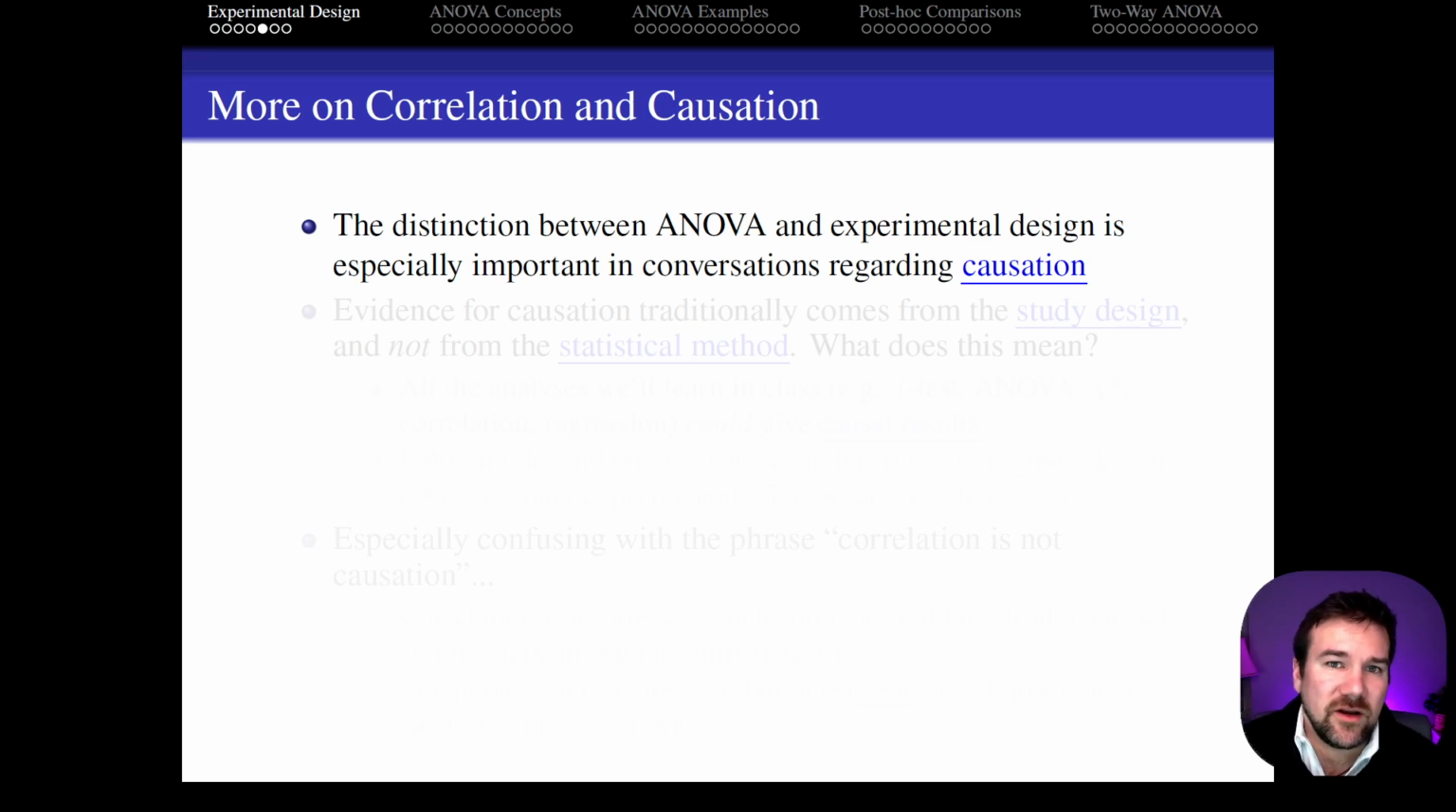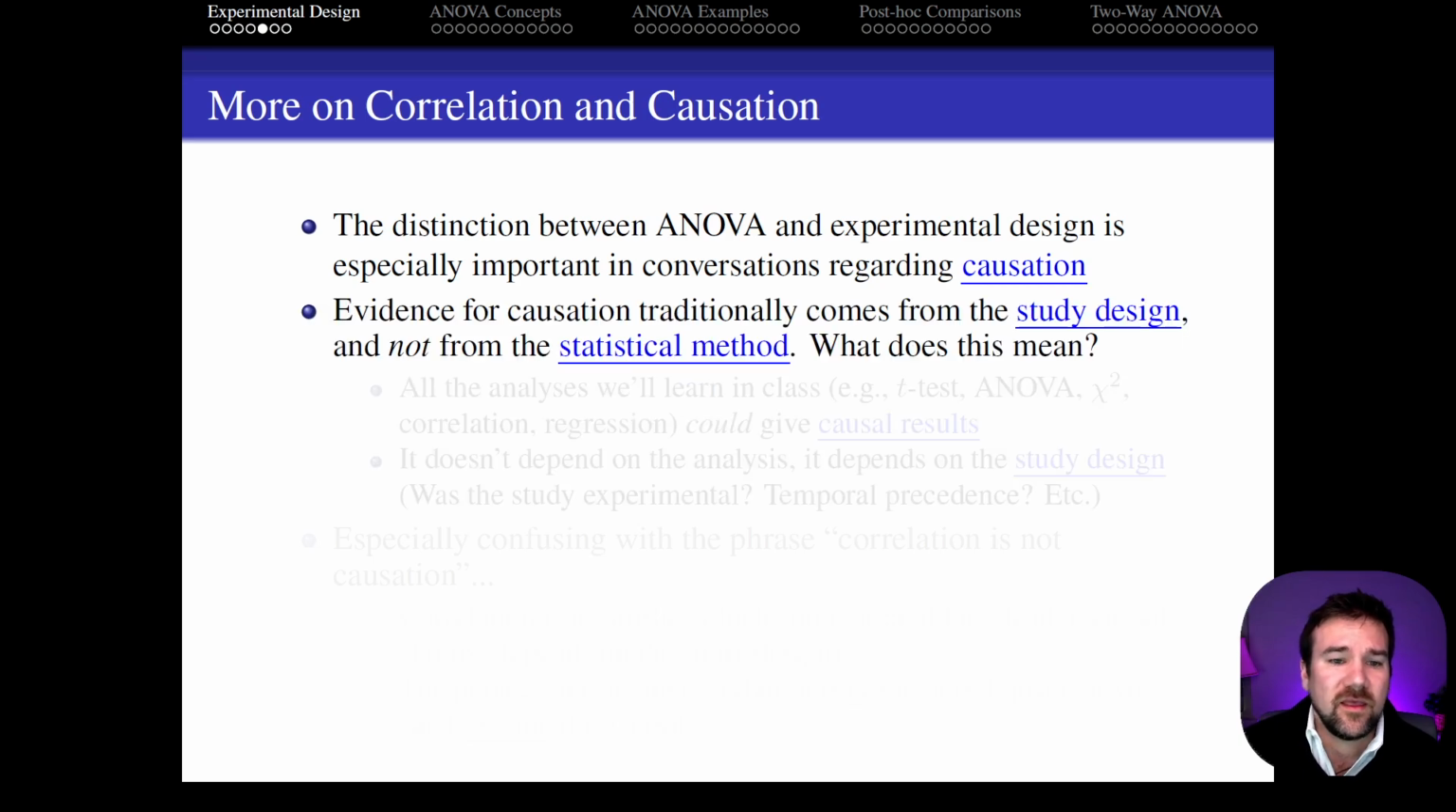Now that distinction, ANOVA being an analysis and experimental design being a study design, actually relates to our conversation about correlation and causation. Evidence for causation comes from the study design, not from the statistical method. Let me say that again. Evidence for causation comes from the study design and not from the statistical method. Remember, we said if it's an experiment, that's going to give us necessary but not sufficient strength to make a causal claim. But if it's an observation, it's not.